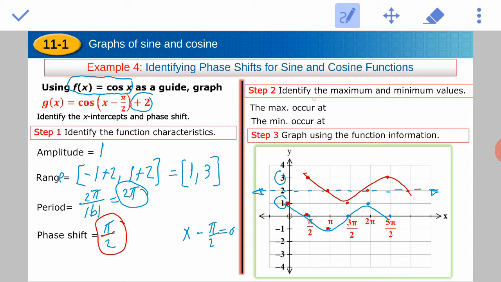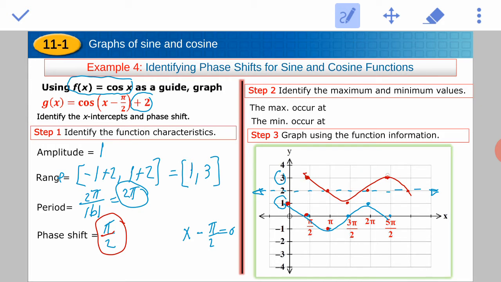We have a question. It says identify the maximum and the minimum values. We know that the maximum value is 3 and the minimum value is 1, but we need to identify where the maximum occurs and where the minimum occurs. Where is the maximum and the minimum of the red graph g of x? This point is considered a maximum, and this point is considered a maximum.